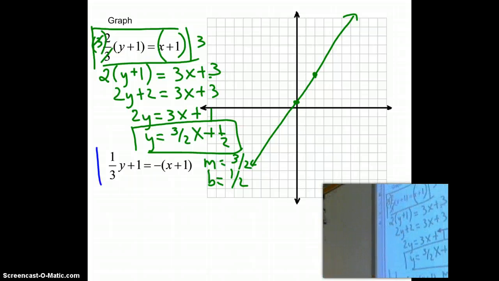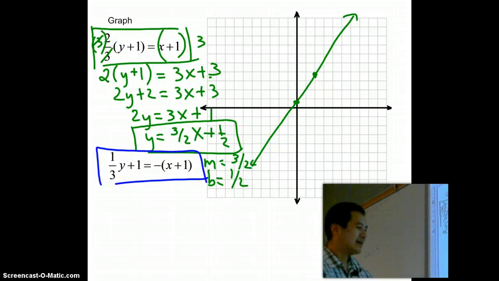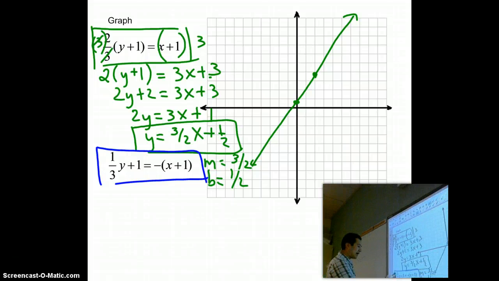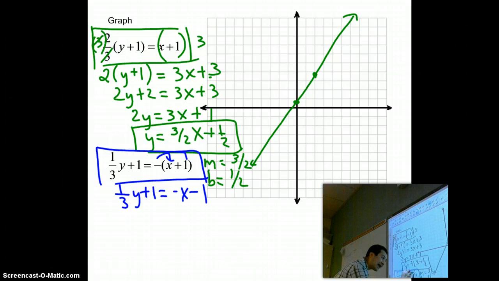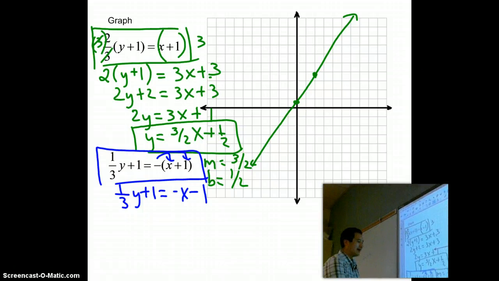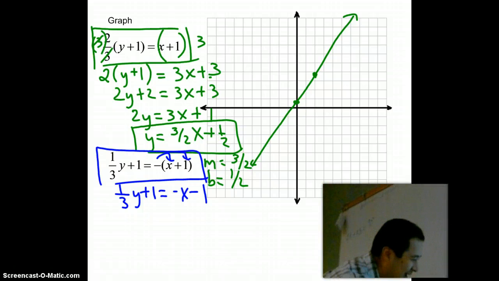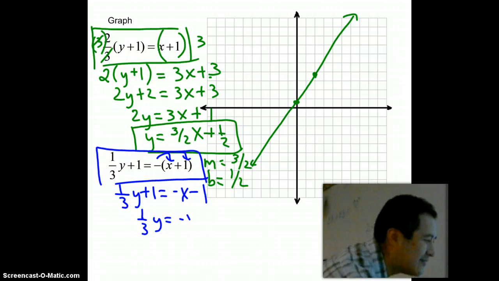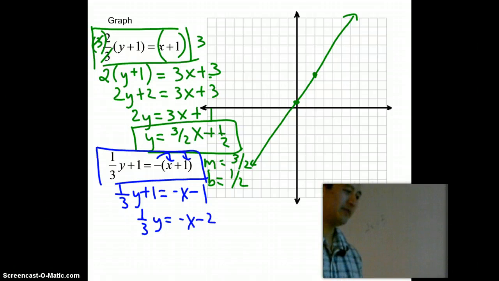Now my second line in blue. It looks like I have to distribute this negative here, and I have this 1/3 over here. So I want to get rid of the parentheses first. So I get 1/3 y plus 1 equals negative x minus 1. Make sure that negative goes into the x and the 1. Minus 1 from both sides. 1/3 y equals negative x minus 2.